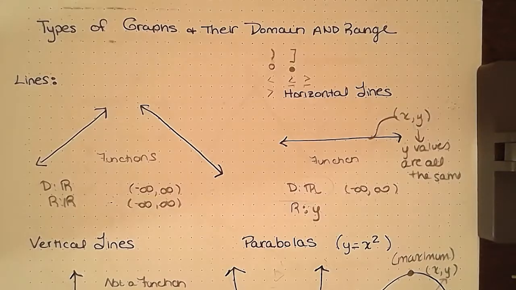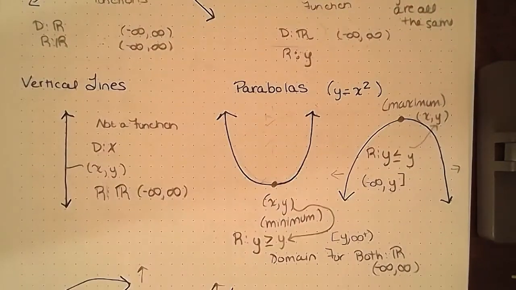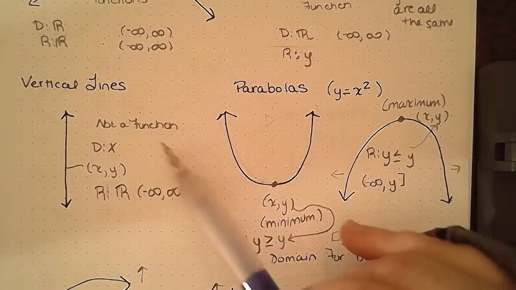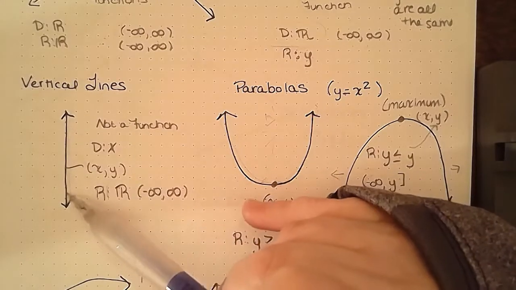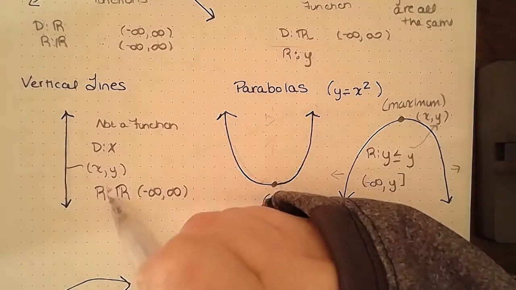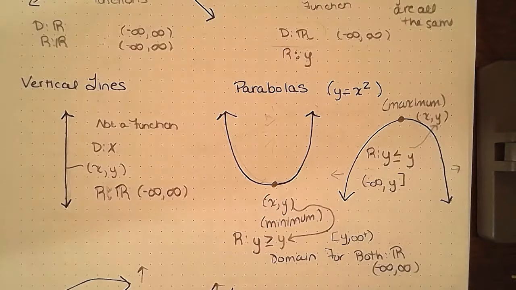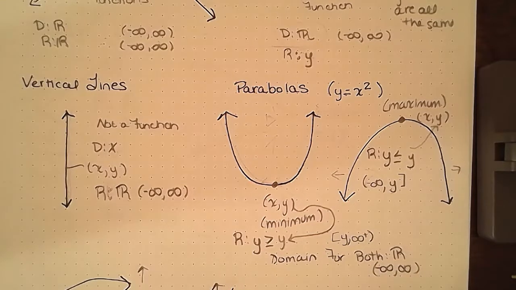Vertical lines are not functions, but we can still talk about their domain and range, okay? A vertical line is not a function. Its domain has one x value because this x value is always the same for every point on here. The only thing that changes is the y values. So my domain is just that x value, whatever that x value is, and my range is all real numbers, or we can say from negative infinity to positive infinity.